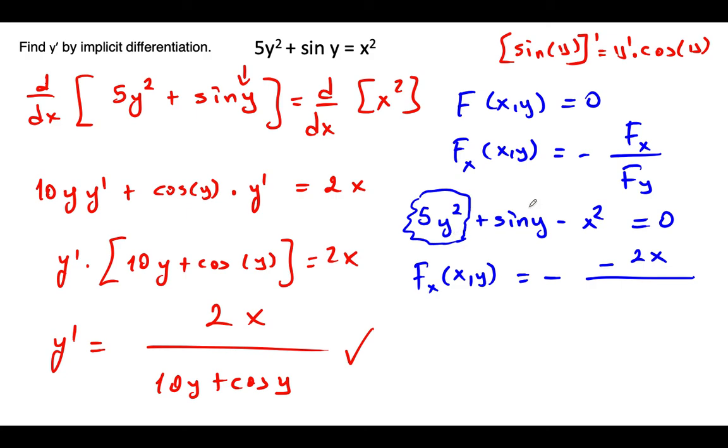Now when I look at the denominator, with respect to y we will take the derivative, and everything different than y will be constant. So 5y squared derivative will be 10y, and sine of y derivative is cosine of y. So if we rewrite this, negative times negative will be 2x, and then 10y plus cosine of y.